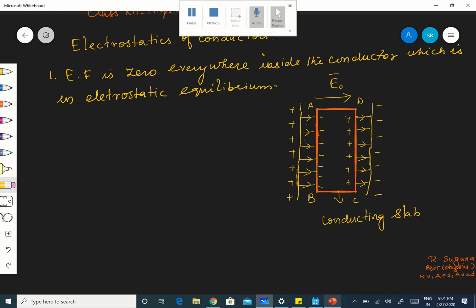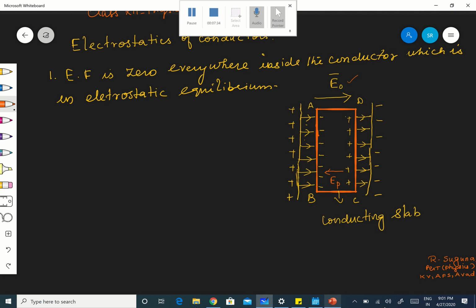Okay. Therefore, that will produce one electric field, right? Inside the slab, there will be an electric field. What is the direction of the electric field? Positive to negative. Therefore, this will be your electric field EP. The external field E naught is uniform, a uniform electric field at each and every point.